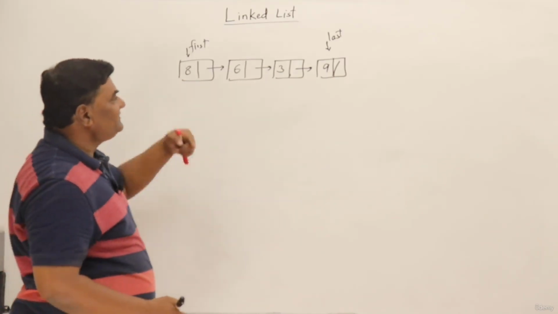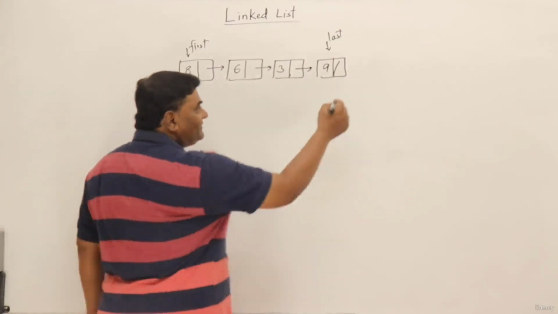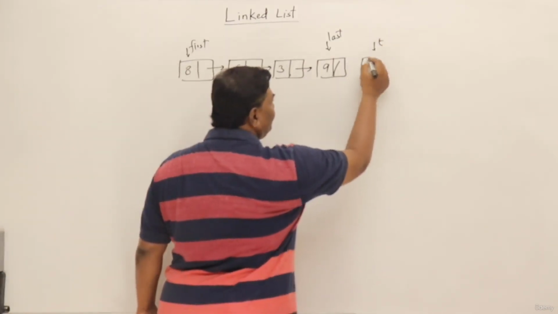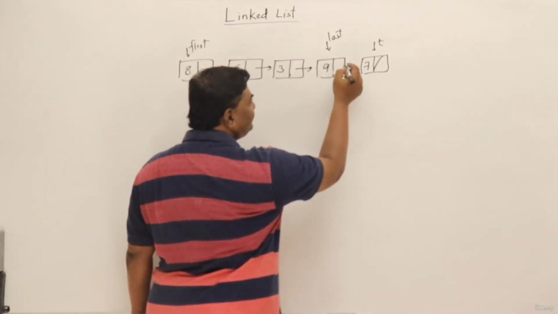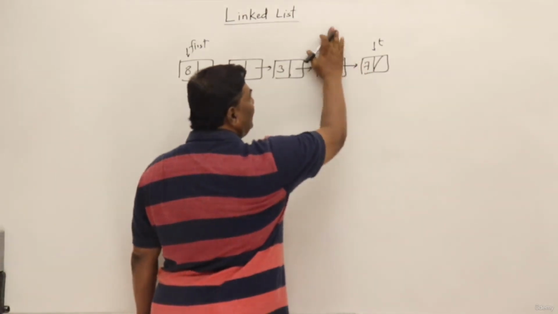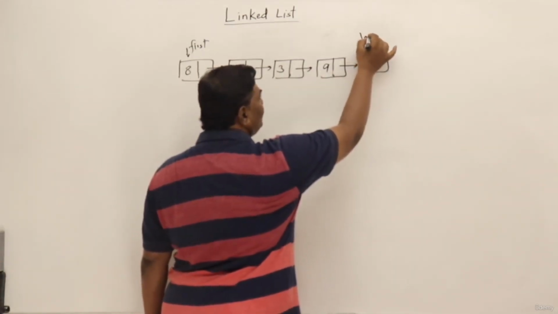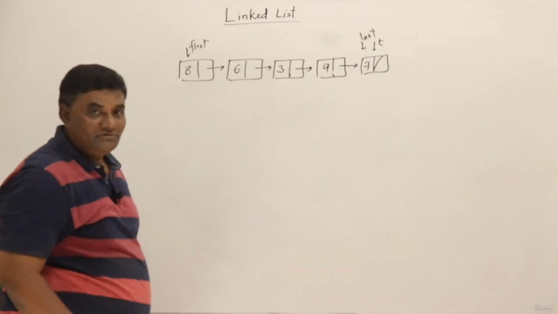How? Let us see. I want to insert a new value that is 7. So using a pointer, create a new node, insert the value, make this as null. Then last next should point on this one and the last should move on to the new node. This is how we can insert a new node.